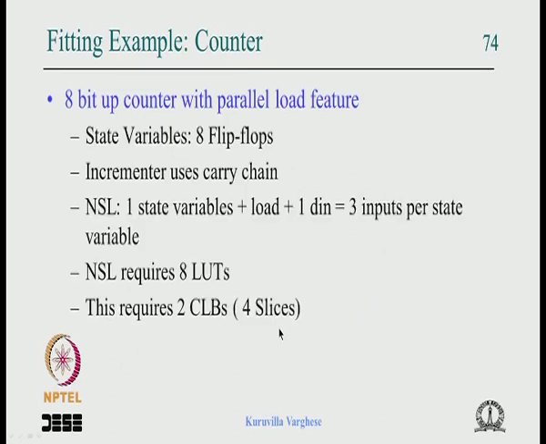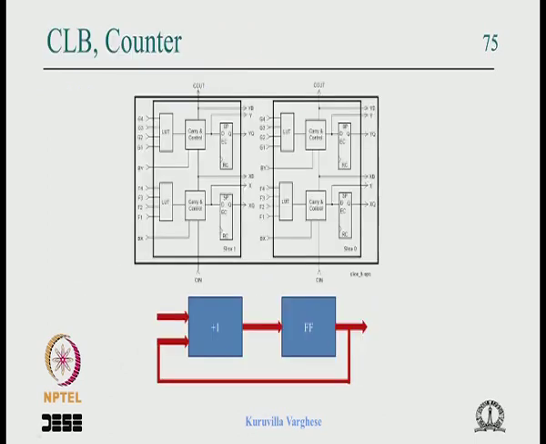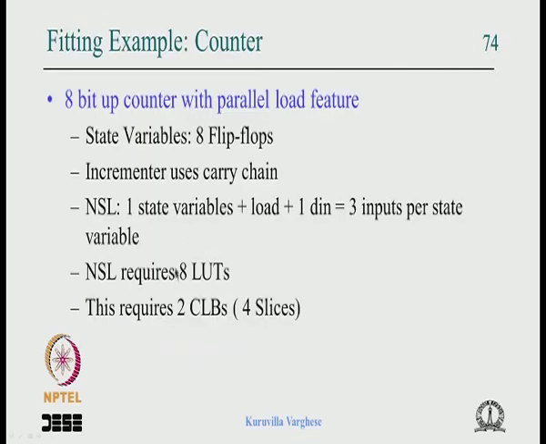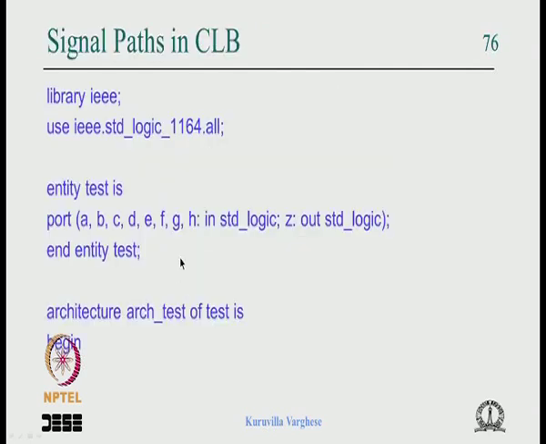And we have looked at an 8-bit counter with a parallel load feature. So this is the counter, you have the 8 flip flops with a +1 implemented, and we said that a lookup table with a carry chain can implement +1 and the flip flop. So it will require 8 flip flops and 8 lookup tables with a carry chain. So it requires 2 CLBs.